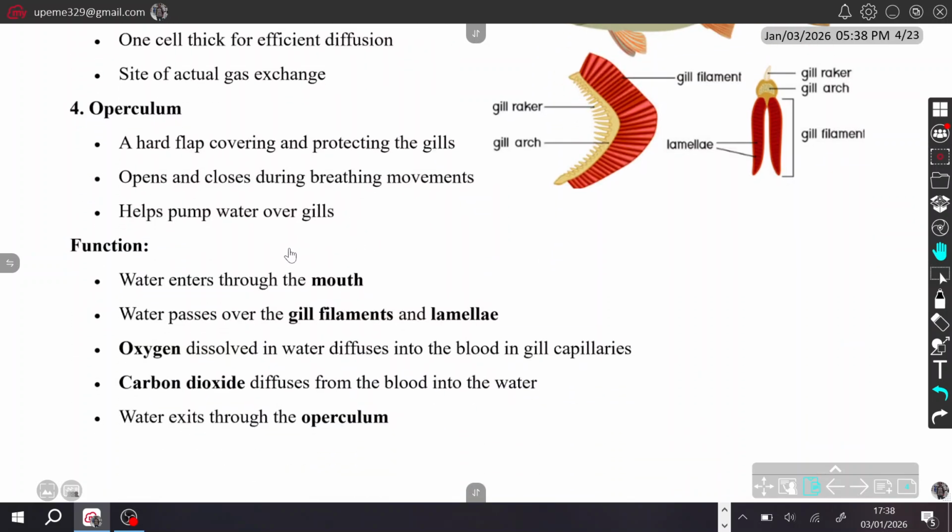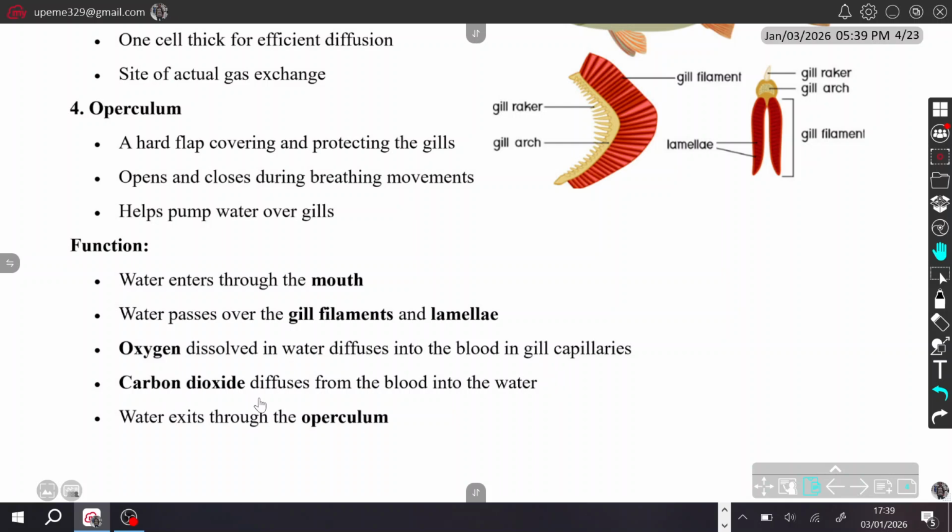All right, now let us talk about the functions of the gills. So the function: water enters through the mouth, water passes over the gill filaments and the lamellae, and oxygen dissolved in water diffuses into the blood in the gill capillaries. As the water passes over the gill filament and the lamellae, oxygen which is in the water diffuses into the blood in the gill capillaries.